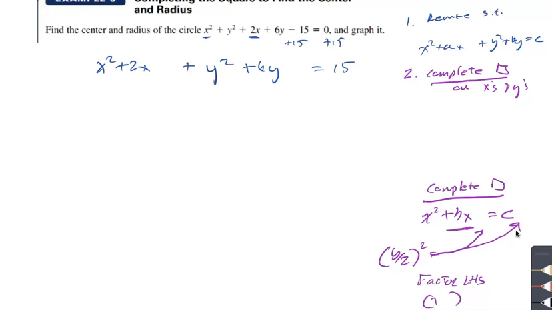It'll be something like this, the thing before you square it. And the right-hand side would be whatever c plus b over 2 is. So that's the concept, and we'll actually do it here, and hopefully it will make more sense.